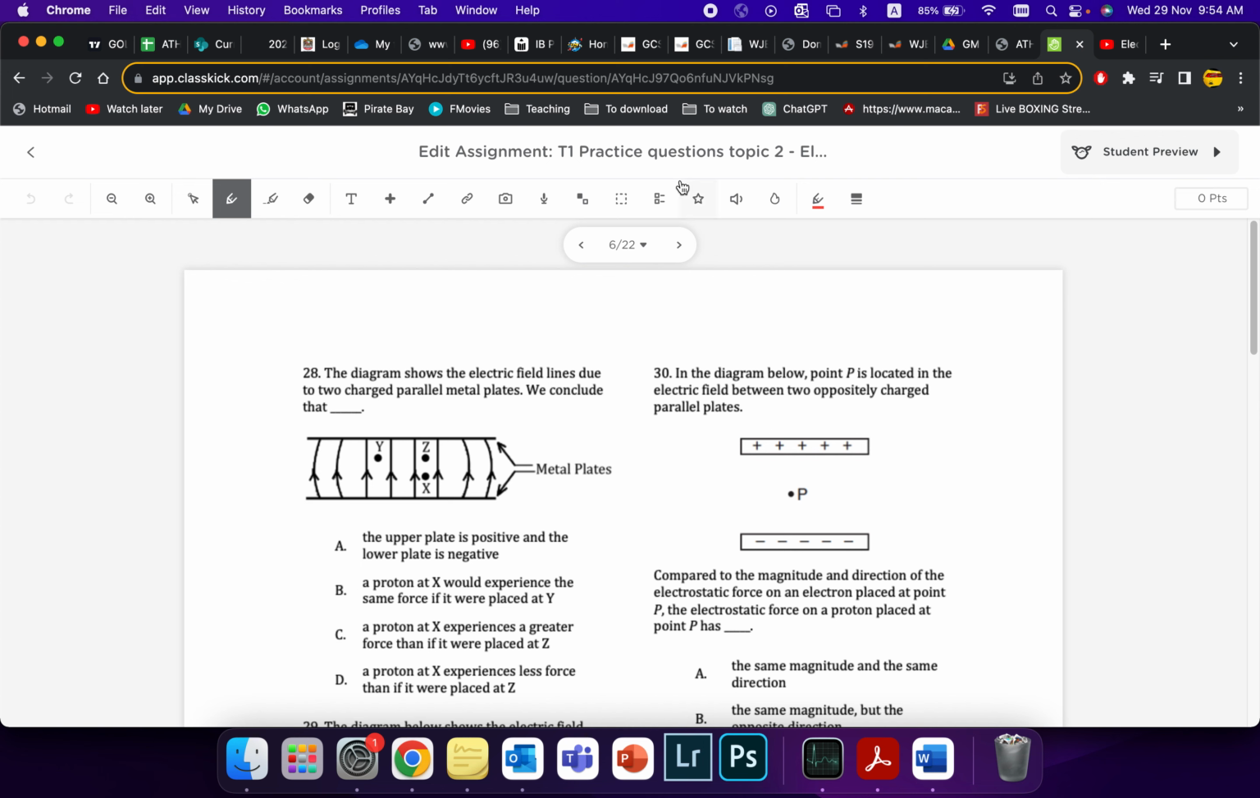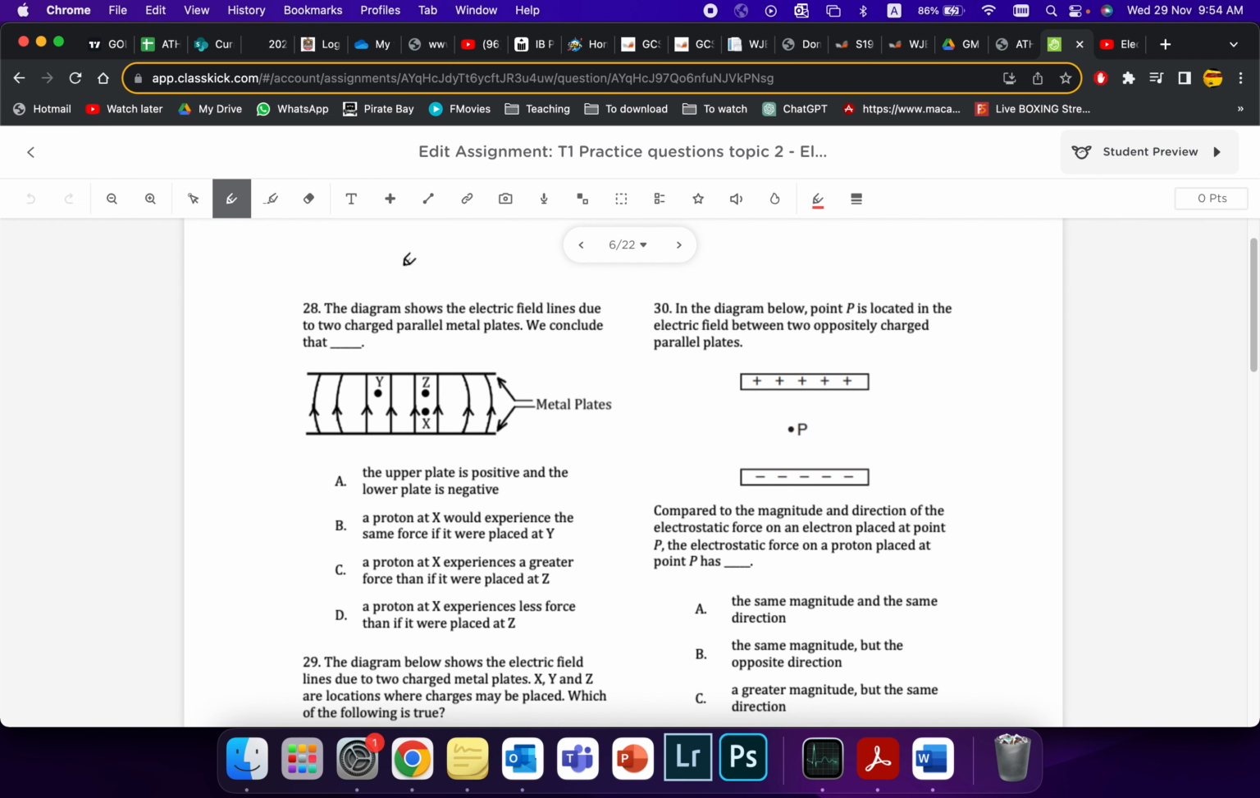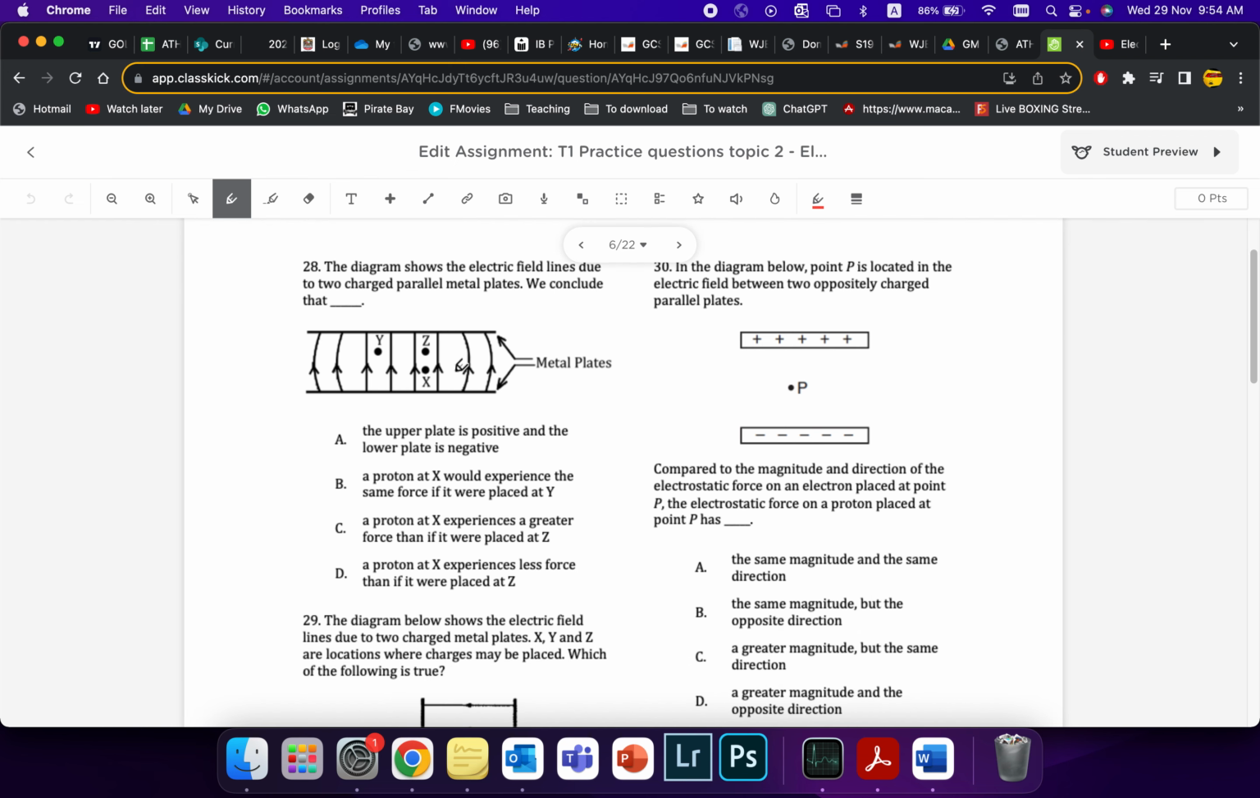In this video, I'm going to continue with the practice questions on topic 2, all about electric fields, and eventually we'll get on to Gauss's law. So starting off on 28, this is part 2, so we've already done the previous questions. On this one here, it says there's an electric field pointing upwards. Okay, so if this is pointing upwards, we already know it goes from plus to minus. You have to find out what we can conclude from this.